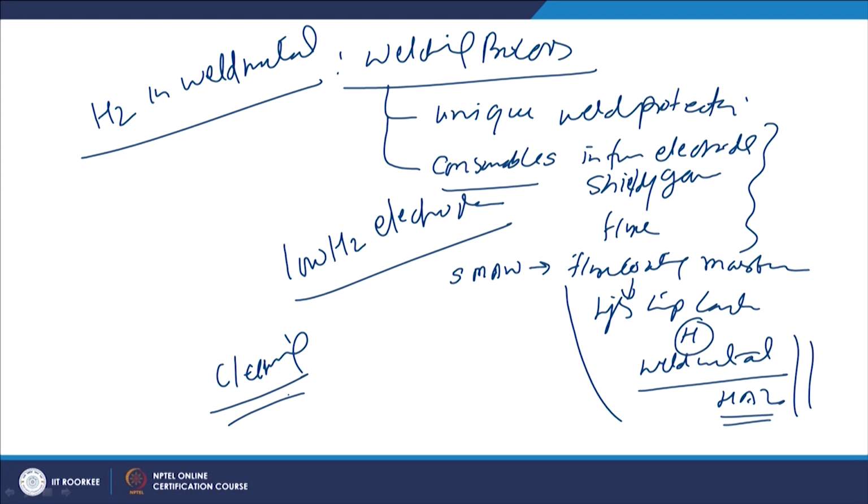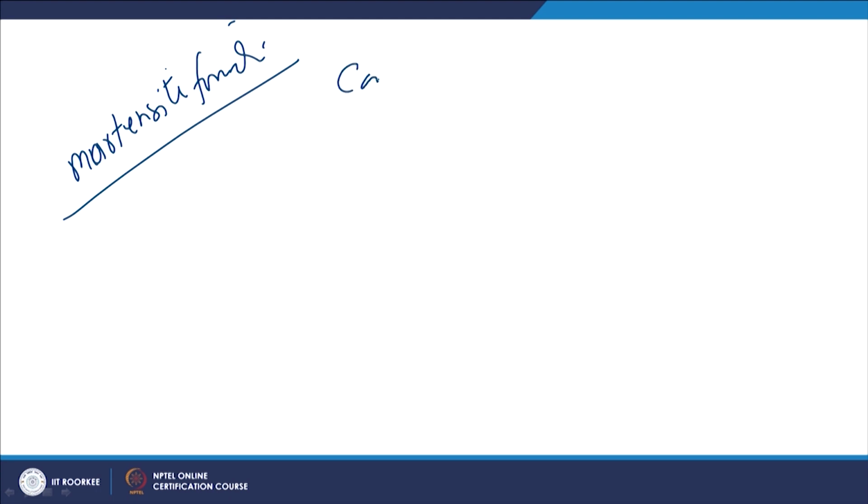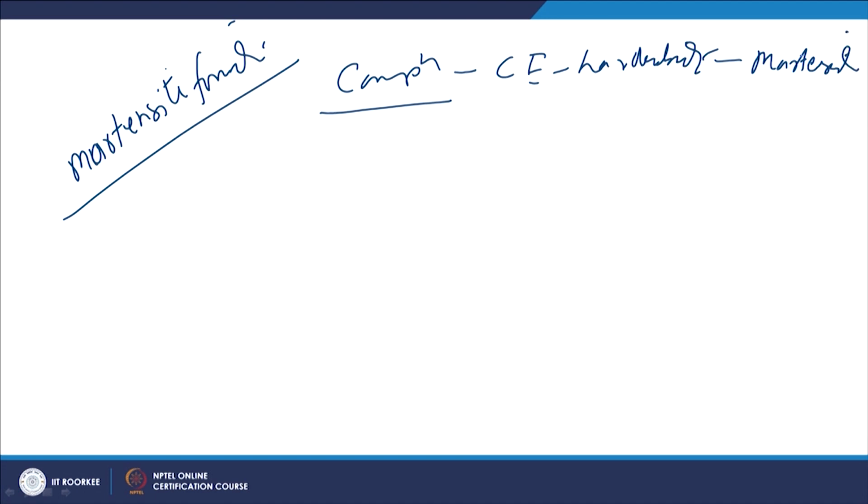And the second aspect is the microstructural aspect that is leading to the martensite formation. The martensitic transformation is directly linked with the composition of the steel. If the steel is of high carbon equivalent, it will show higher hardenability, and which will show an increased tendency for martensite formation.